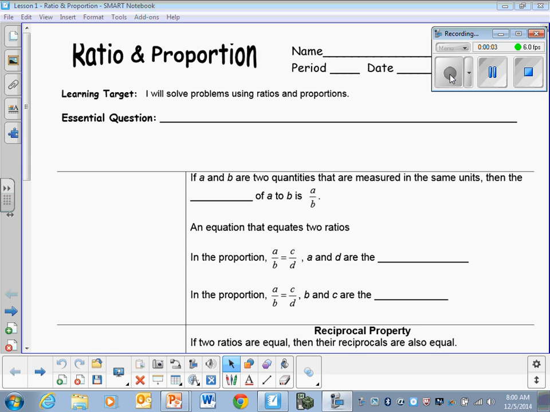Today's learning target is for you to solve problems using ratios and proportions. I'm going to leave it to you to turn the learning target into the essential question for today's notes.